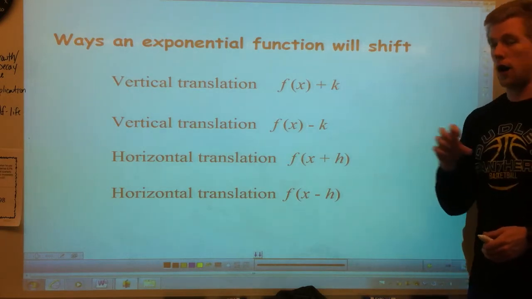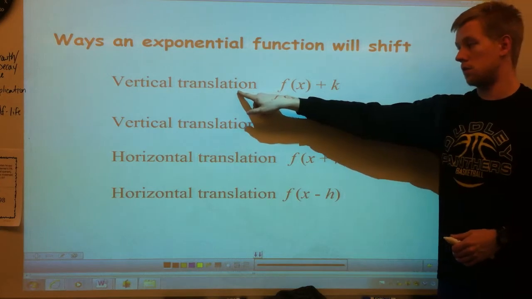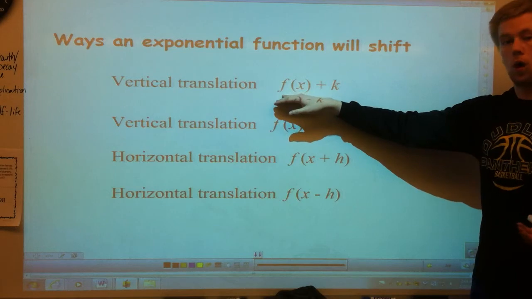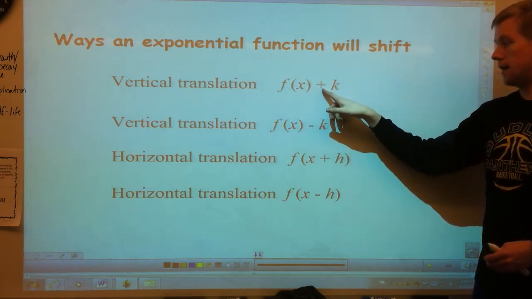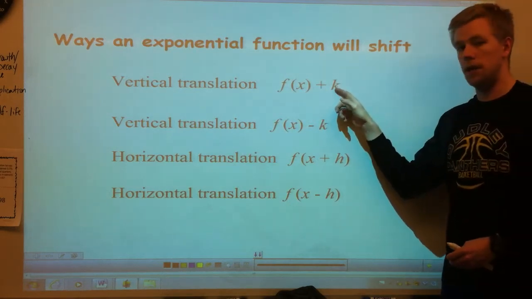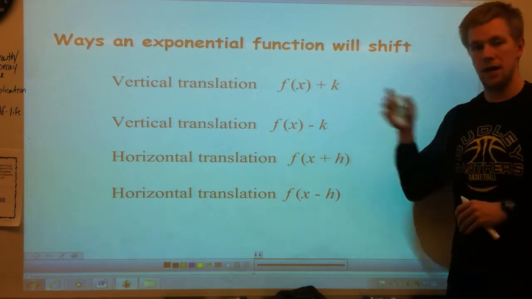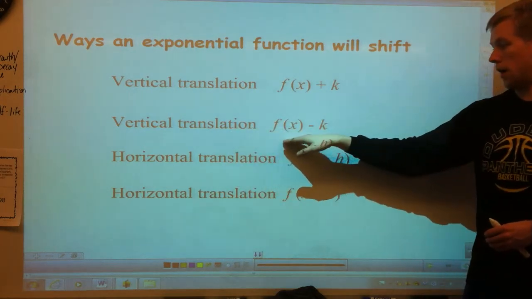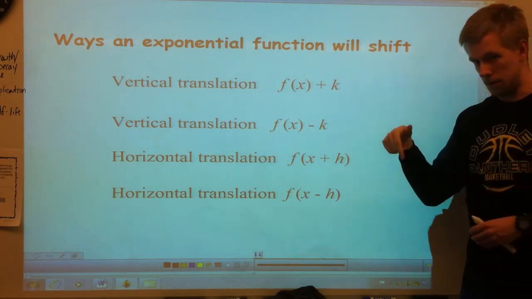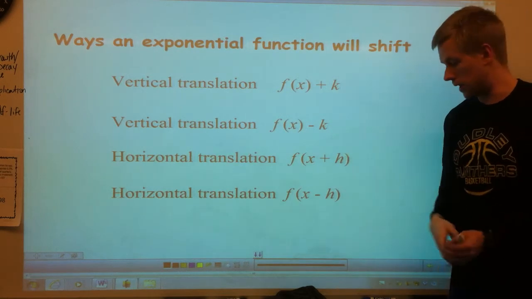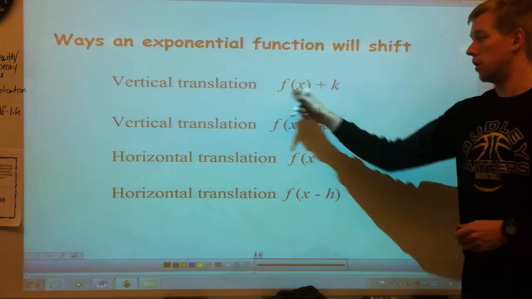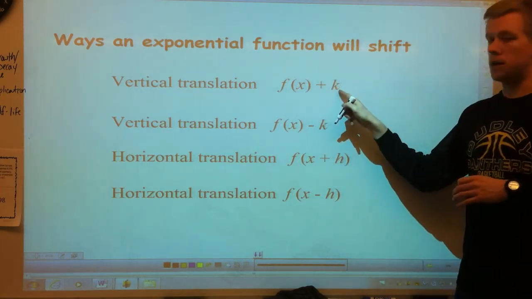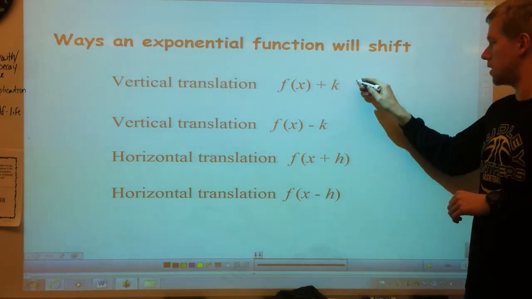The shifts of the graph: one is the vertical translation. When the function itself, f of x or y, whatever f of x is equal to, is added with a k, so some value will be k. If 3 is on the end of it, then it's going to shift up 3. When it's minus k, if it's decreasing, then it's going to go down. So the vertical translation, when it's added at the end of the function and there's a plus and some number, then it's going to shift up.